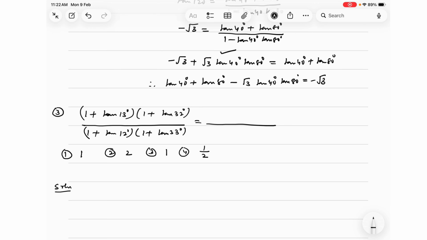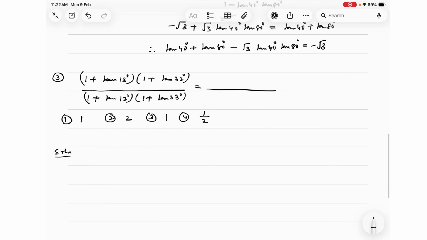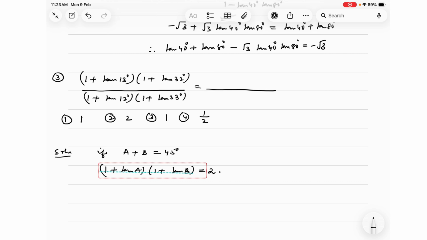Very good question actually. Now remember, in compound angles, in earlier concepts, we have discussed one very important result: whenever A plus B is equal to 45 degrees, (1 + tan A)(1 + tan B) is always equal to 2. Just see the proof earlier in the basics of compound angles, where we wrote this result.